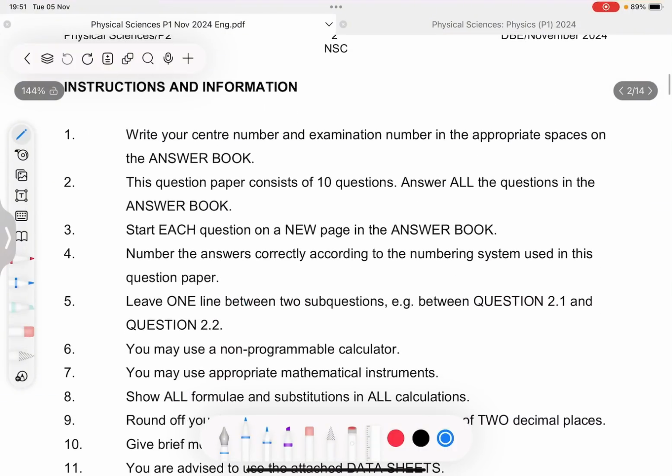I would like to give you just one piece of advice on the instructions and information. Read these instructions days before you go to the exam, because these instructions are always the same, they never change. Do not spend a lot of time in the exam room reading this information while you have access to it prior to going to the exam.